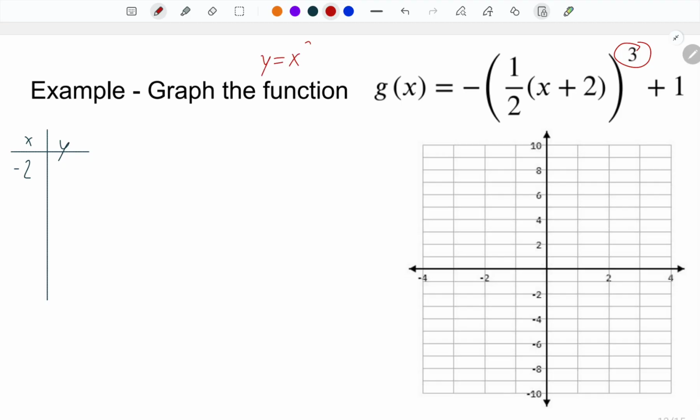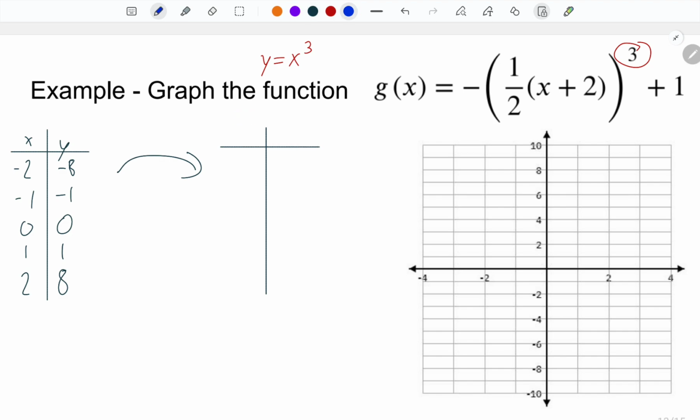The original function is just a cubic, y equals x cubed. Then we can write down some points from that. I'll do the same 5 points we started with in that very first example, and then plug in the y values: negative 8, negative 1, 0, 1, 8. Then we map that, and this is where we have to determine what the transformations are.